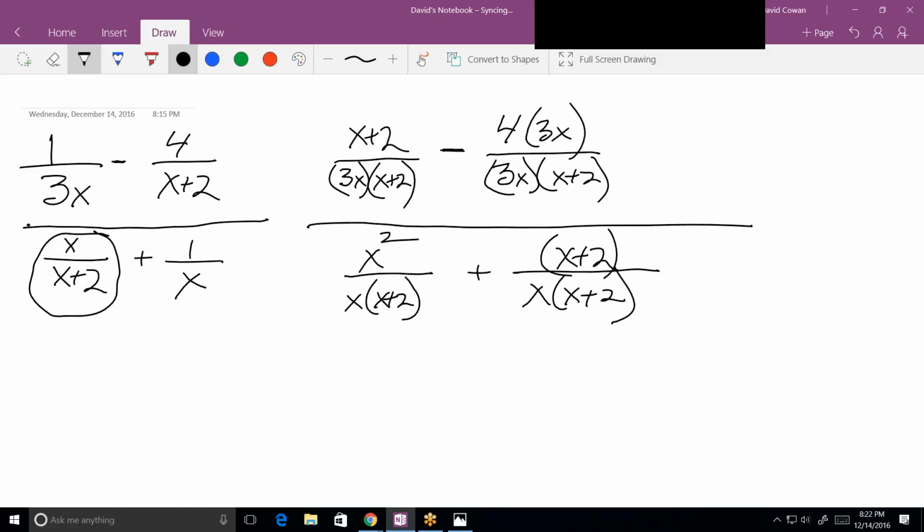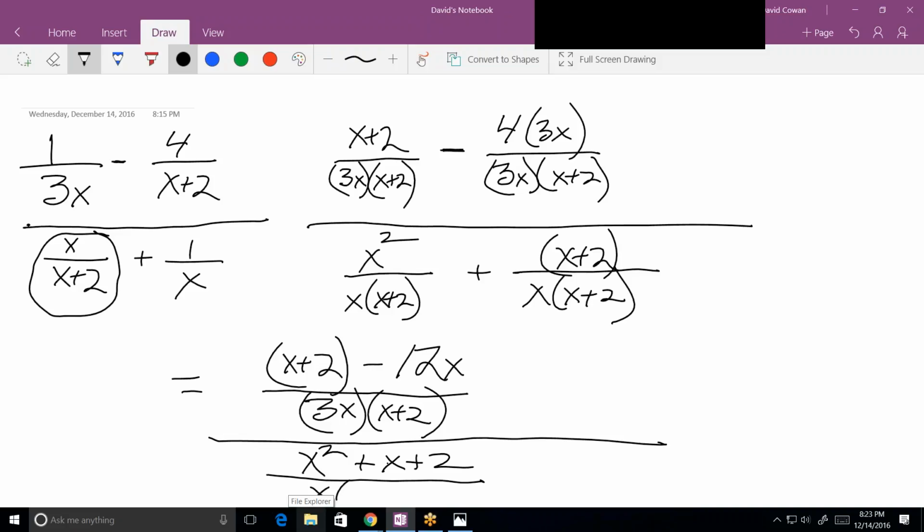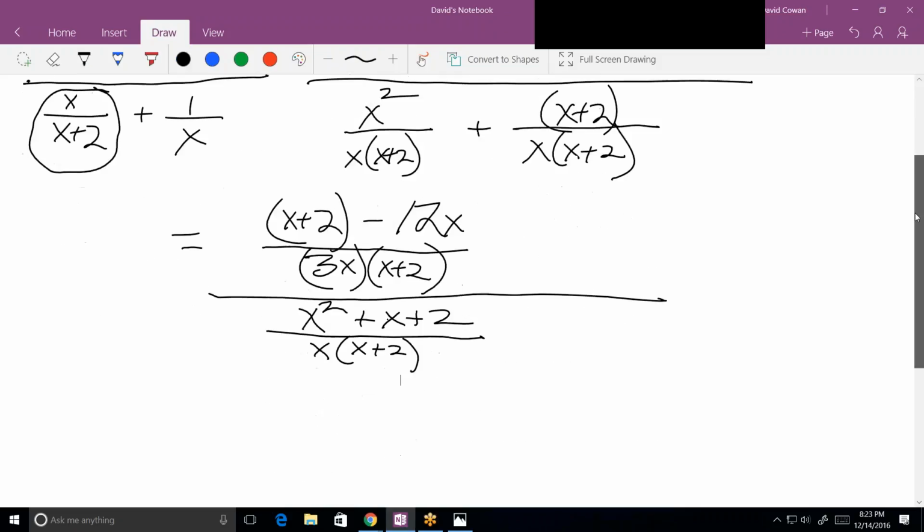Okay, so now I'm going to write it this way. X plus 2. I'm going to put parentheses around everything. Well, not maybe everything, but there's the common denominator in the numerator. And I'm going to draw the middle fraction bar extra long so I don't get confused. And the bottom is x squared plus x plus 2 over x times x plus 2. You with me?